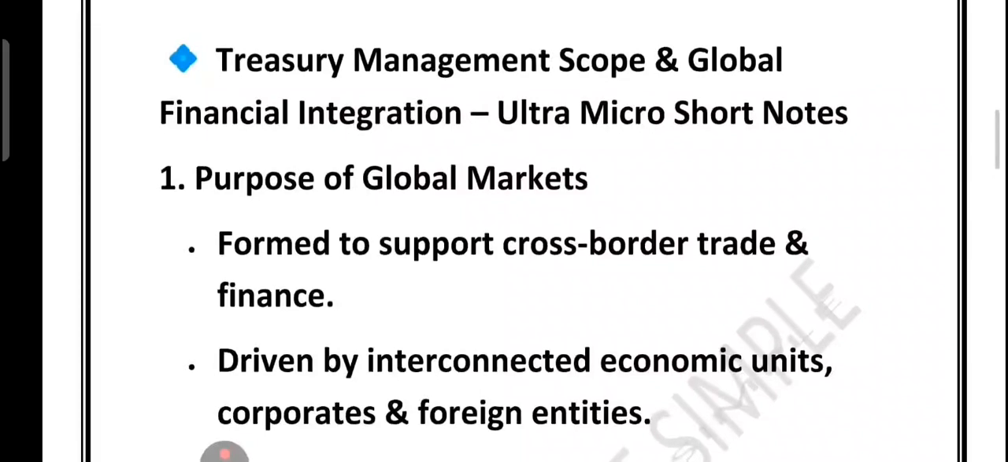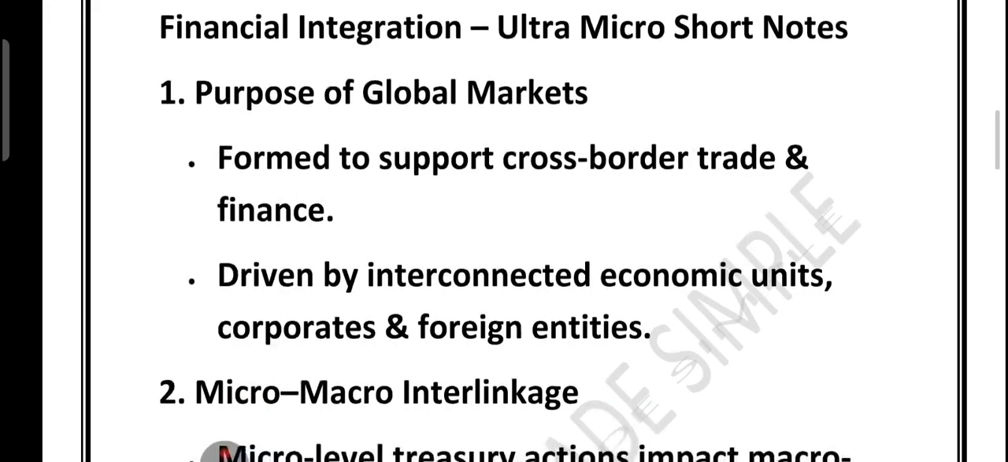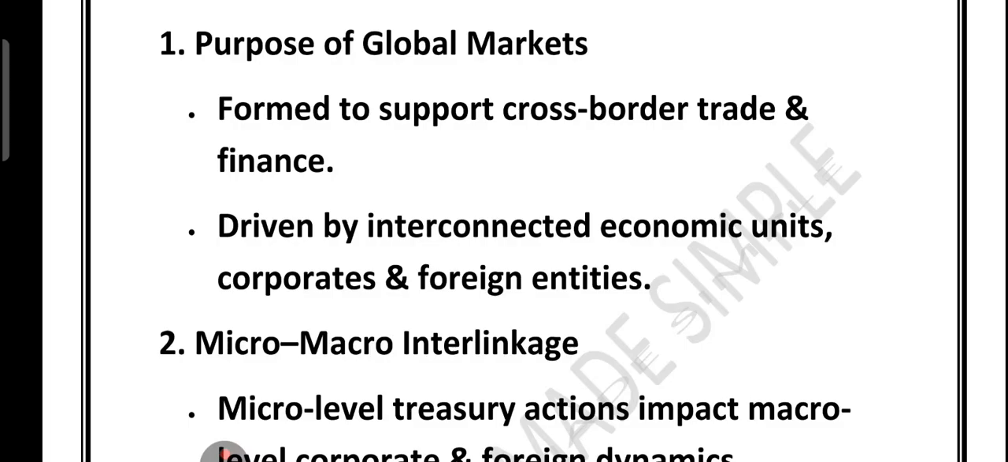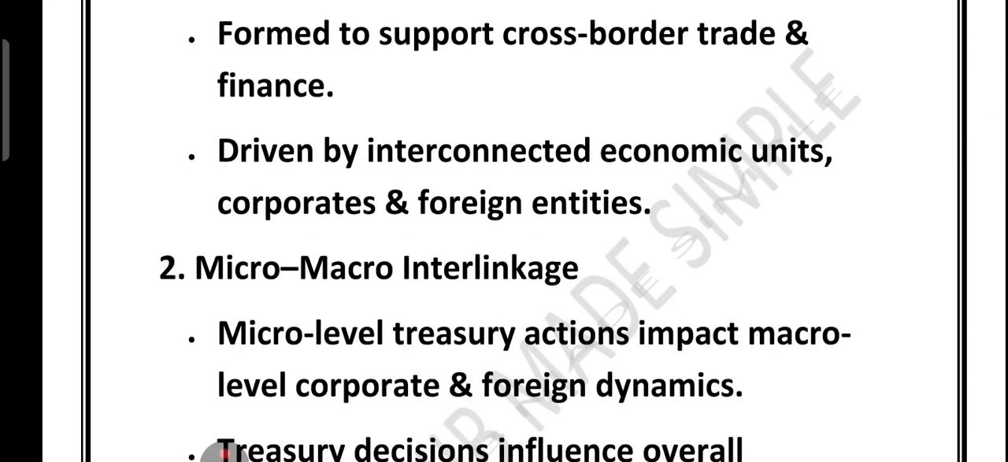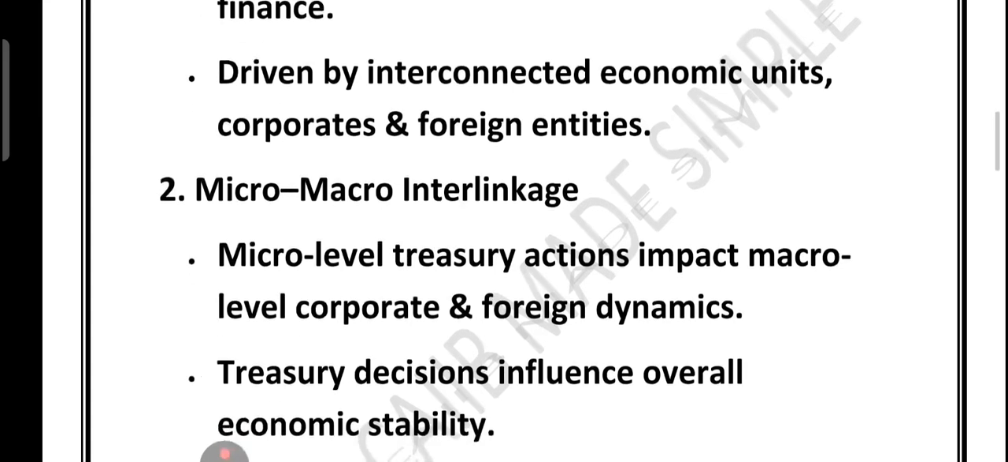Now let's talk about the treasury management scope and goal for global financial integration. So let's understand the scope of it. Global financial markets were created to support international trade and finance. In today's world, economies and corporates are quite interconnected, right? So funds move freely across borders for business, investment and trade. These markets help countries and companies borrow, invest and manage risk globally. So that is the purpose of the global markets.